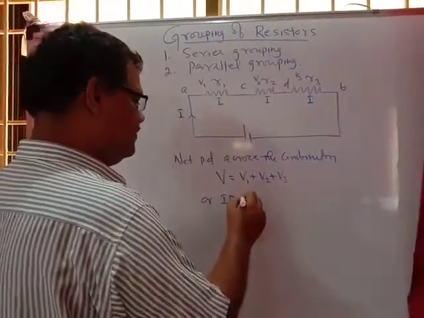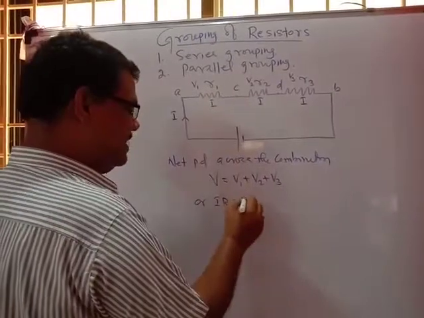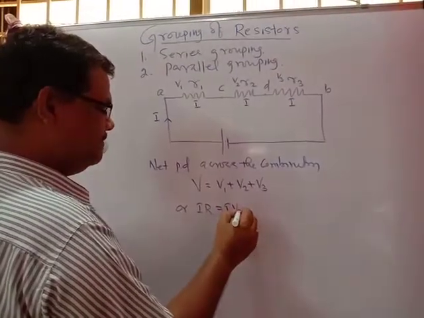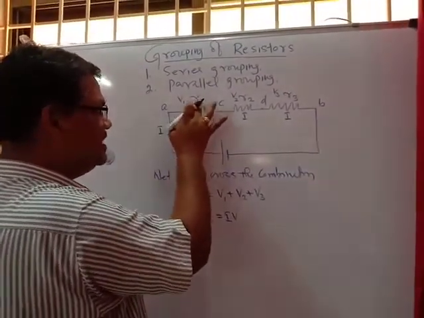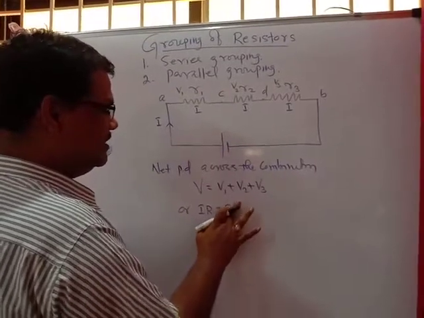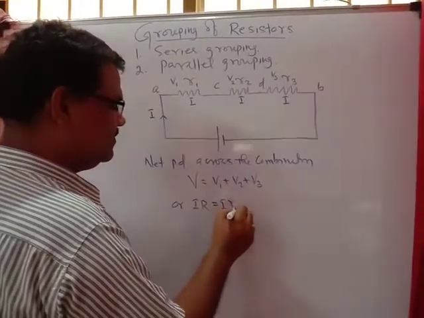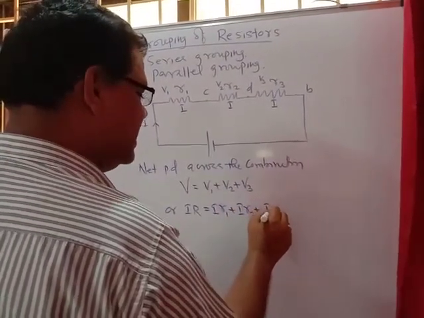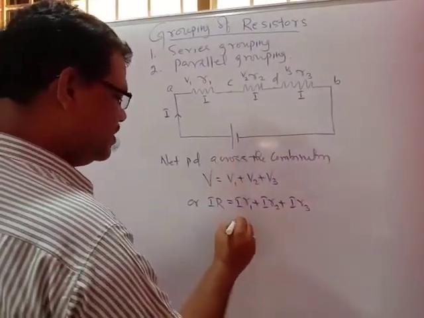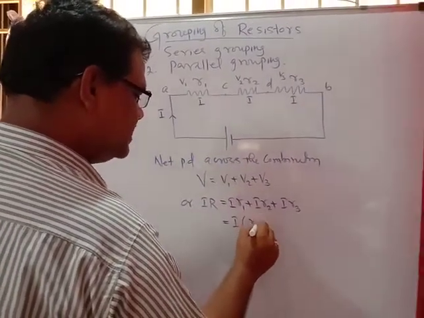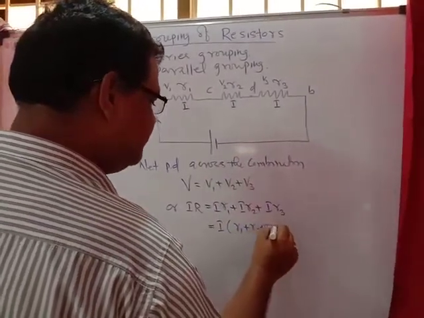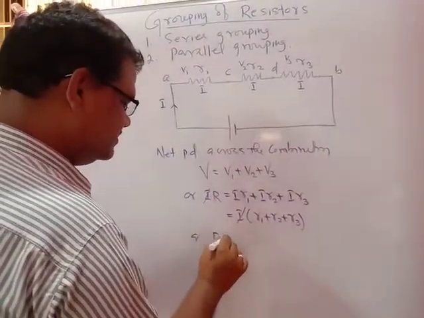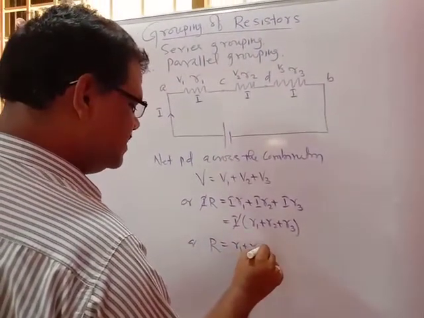So IR equals the current flowing across R1, which is I, into the potential difference. The potential difference V1 is equal to I R1, and V2 equals I R2, and V3 equals I R3. So this is equal to I taken out, and the remaining is R1 plus R2 plus R3. The I cancels, so R equals R1 plus R2 plus R3.